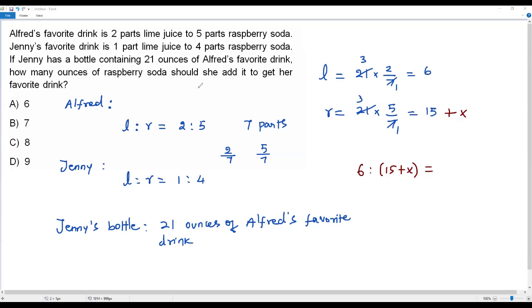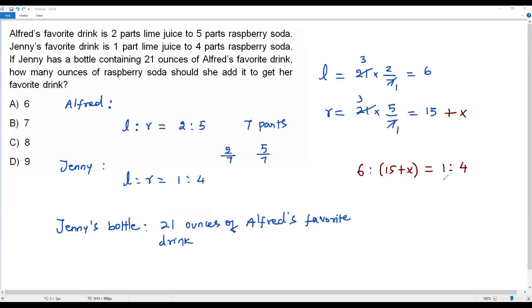This ratio is already given, that is 1 to 4, the ratio between lime juice and raspberry soda in Jenny's favorite drink. So it can be equal to 1/4. Once I add x ounces of raspberry soda to this drink, it automatically becomes Jenny's favorite drink, so this ratio represents Jenny's ratio. We already know that ratio for Jenny's drink is 1 to 4. So now we have to solve for x, which represents the number of ounces of raspberry soda Jenny should add to these 21 ounces to get her favorite drink.